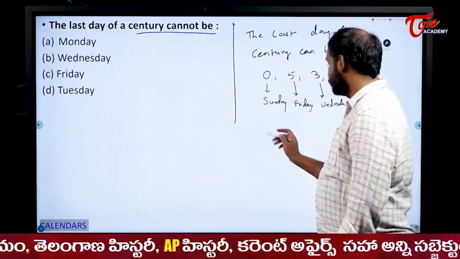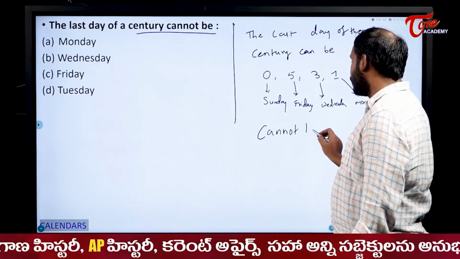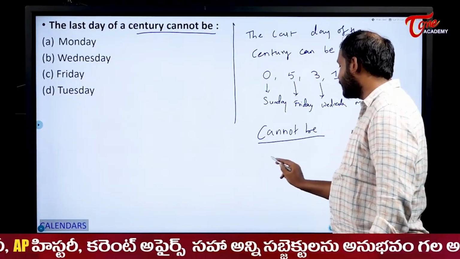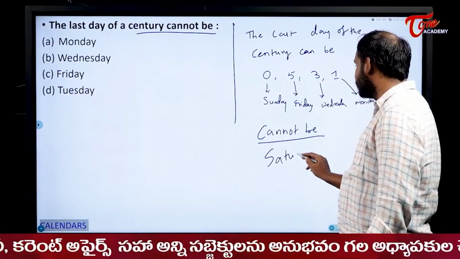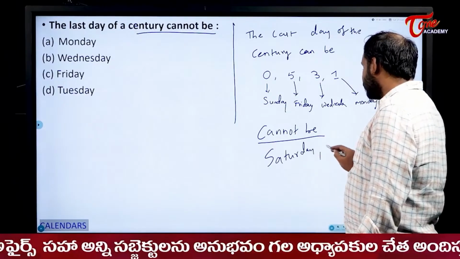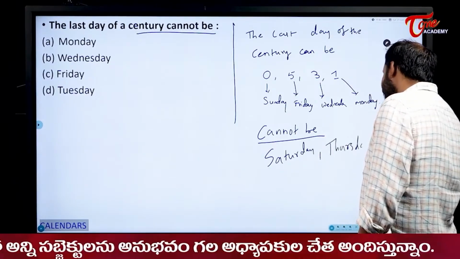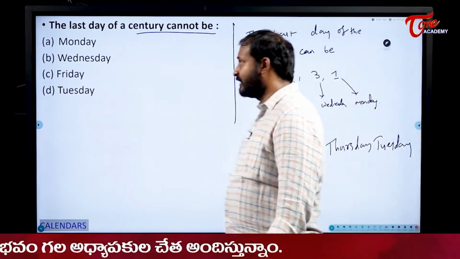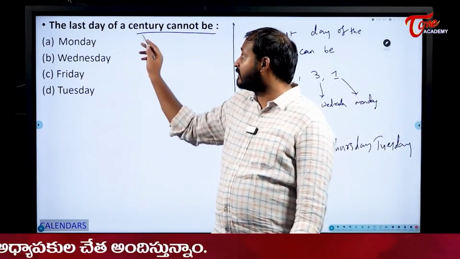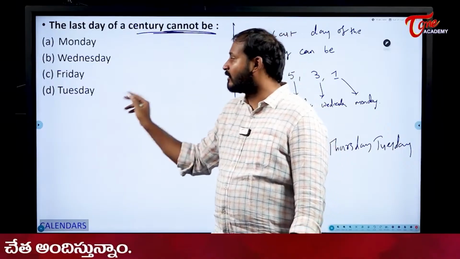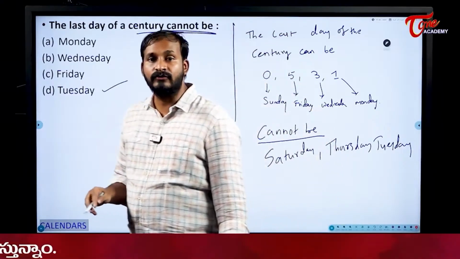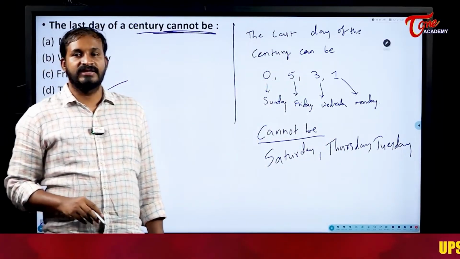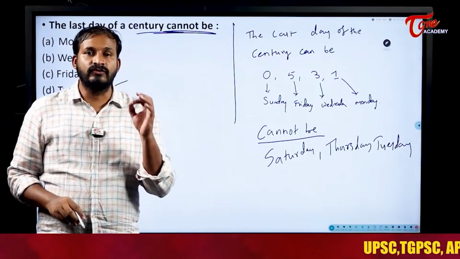Here they are asking cannot be. Cannot be what? What can we write? Saturday. What are the days which we are left here? Saturday, Thursday and Tuesday. So now please see here, what is the question they asked for us here? Cannot be what? Tuesday. The last day of the century cannot be Tuesday.